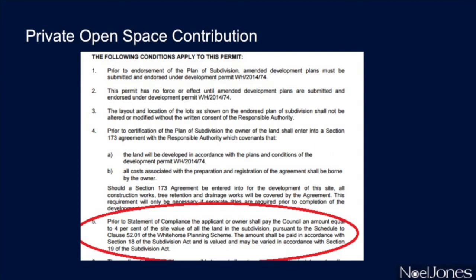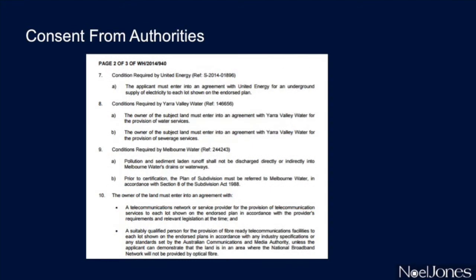One of the biggest surprise costs for first-time developers comes in the form of a contribution commonly referred to as the private open space contribution. In this example here, we can see a contribution based on 4% of the site value, and that's required to be paid before subdivision is approved and indeed granted. For example, if the council were to value this particular site at $1 million, the contribution that goes to council will be $40,000. Various authorities will need to provide their consent to the subdivision.